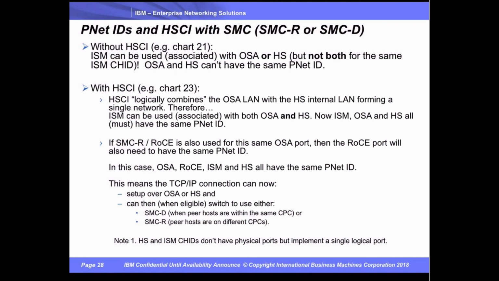Again, without this HiperSockets Converged Interface, ISM can be used with OSA or HiperSockets. But it's not possible to be associated with both because they're independent physical networks. But with HiperSockets Converged Interface, they are now the same network, so that changes it. And if you read down the progression, it's kind of a hierarchy of how the rules impact that. But just know that HiperSockets Converged Interface combines the networks, which combines their PNET IDs into a single network.